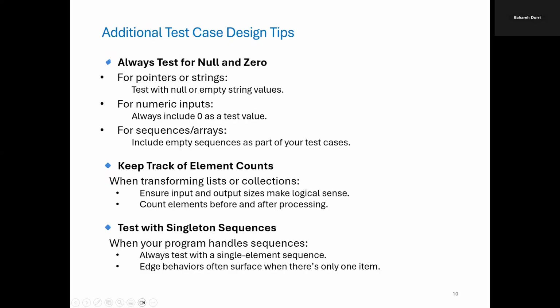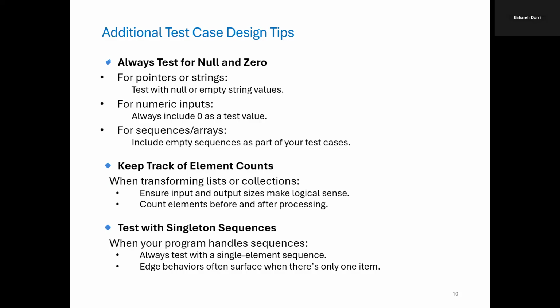One thing that's easy to overlook when designing test cases is how your program handles the weird but possible inputs, and that includes null or zero. If your code uses strings or pointers, always make sure you test with null values, empty strings too. For numbers, don't forget to throw in zero. It's such a common edge case, especially in divisions or loops.